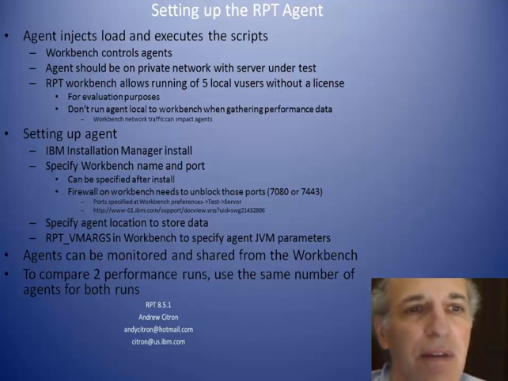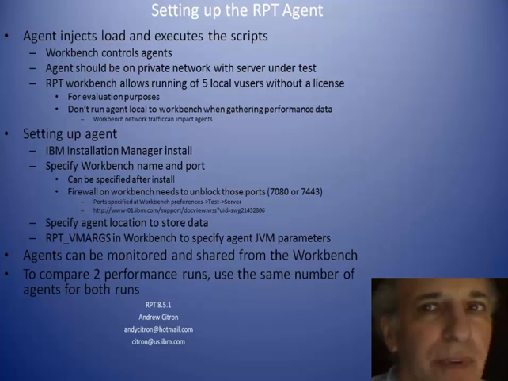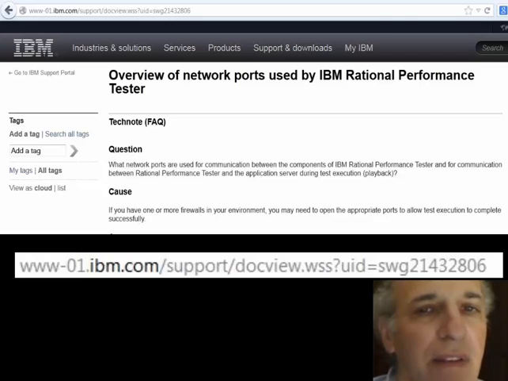And you probably need to disable firewalls because the agent talks to the workbench on port 7080 or 7443 by default. You can change those defaults in the workbench by going to Preferences, Test Server. And there's a discussion at the URL that discusses ports, because you might need to know that to disable firewalls.